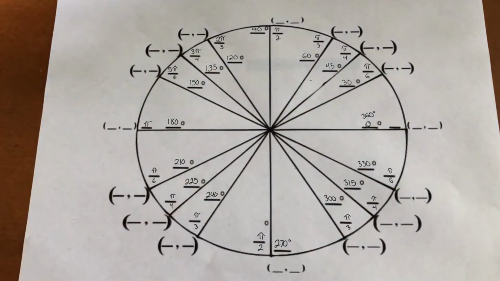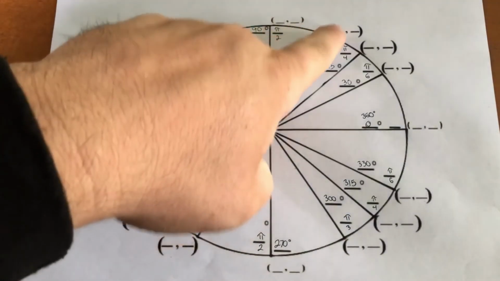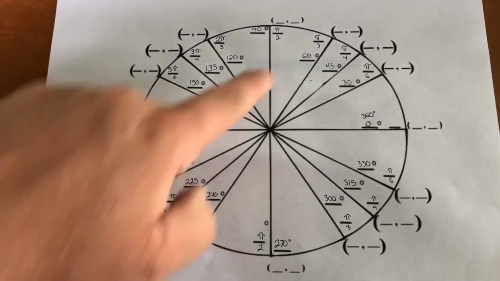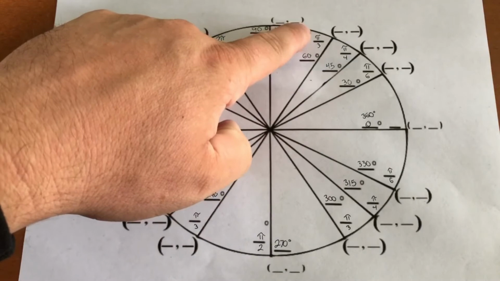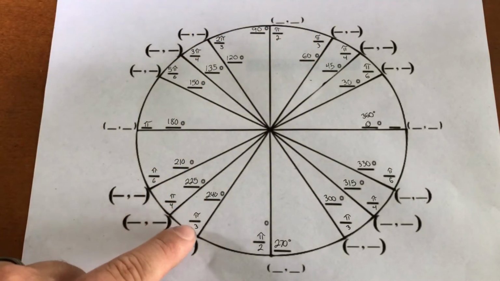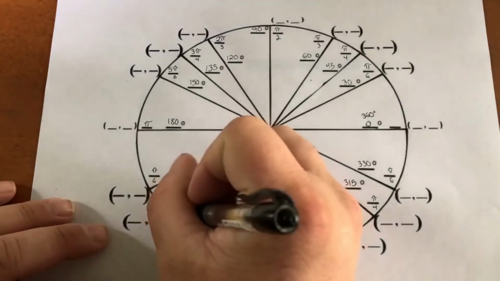Now for the rest of them, for the bottom half of the circle, I'm going to do the same thing for this part and that part. If I follow the line from this pi over 3 to that pi over 3, I'm just going to add up the numerator plus the denominator. So if this is 1 and that's a 3, 1 plus 3 is 4.